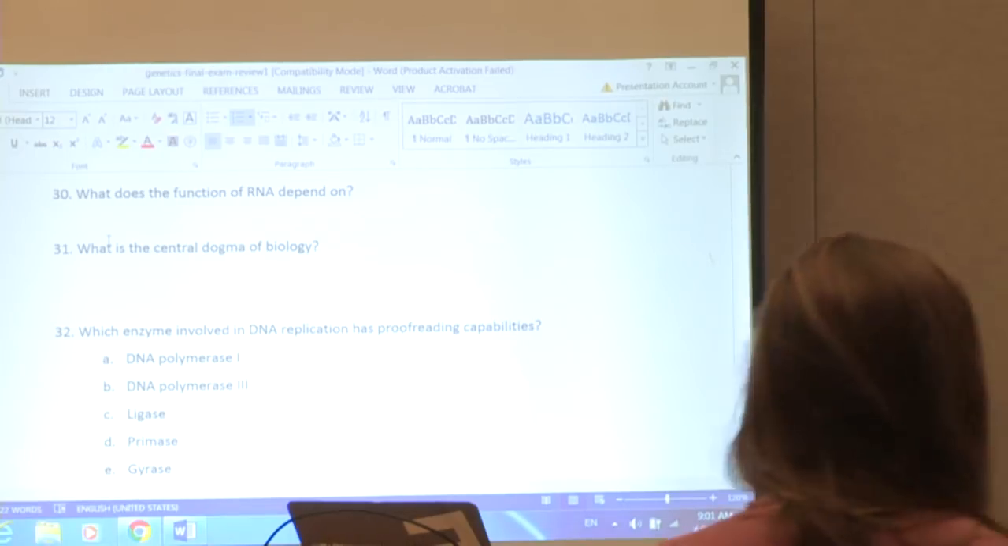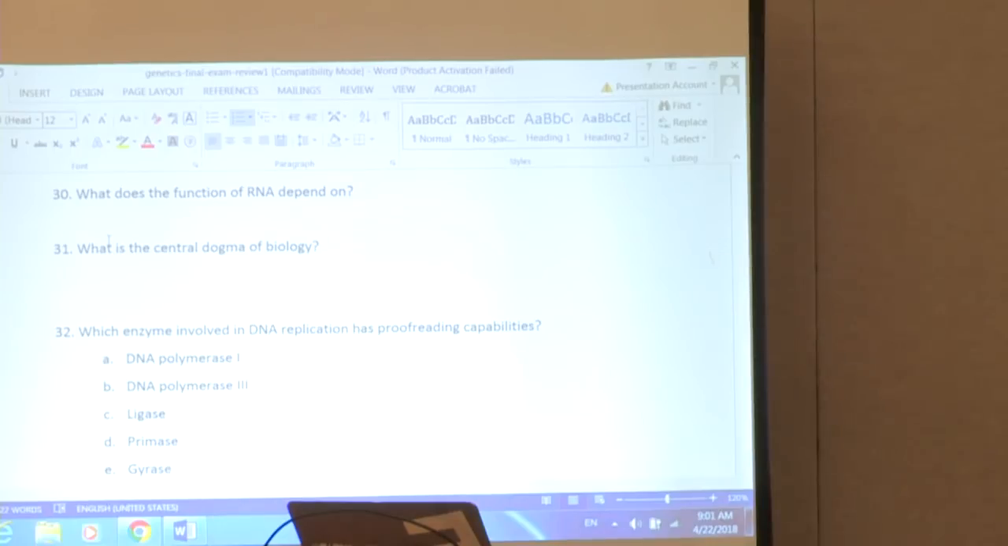So the function of RNA depends on what? So it would be its secondary structure, right? So the things we talked about, like stems, hairpins, and loops, these are all going to affect what function the RNA has in the cell.